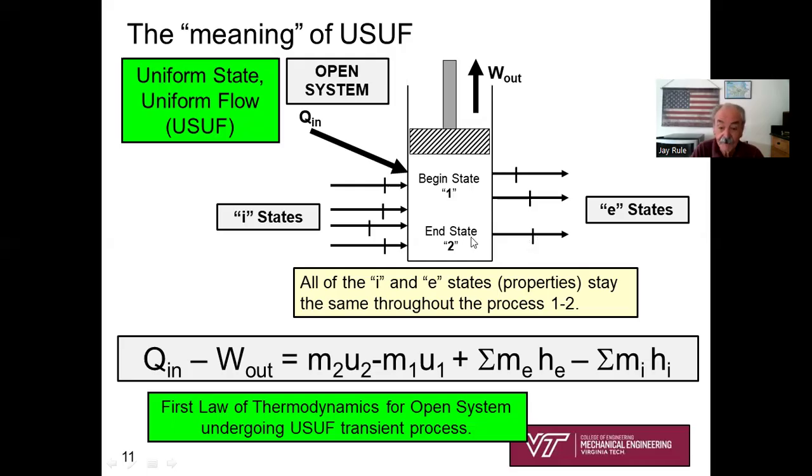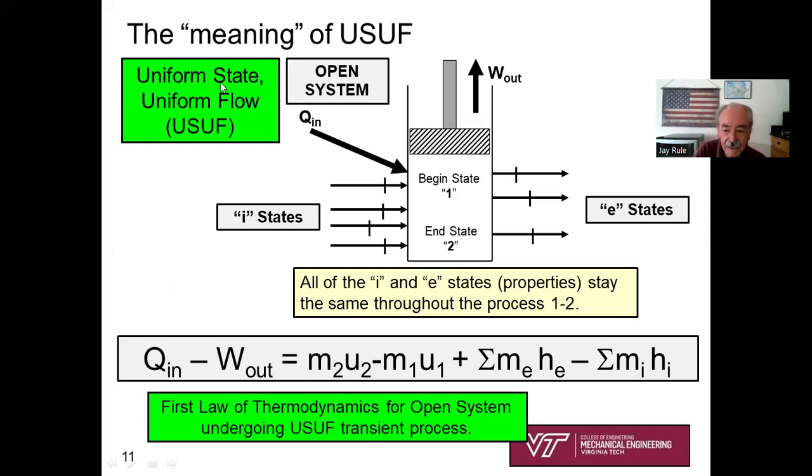Pressure and temperature are constant from state 1 to state 2. That's what uniform state and uniform flow mean. So for example, from state 1 to state 2, when I open the valve, I get some mass flow rate going in, and that mass flow rate stays constant through the whole process. The integral of that mass flow rate is m_in. But during the process, the mass flow rate is a constant number.